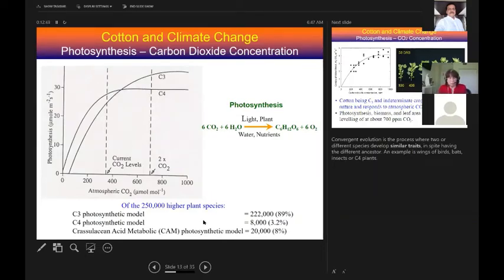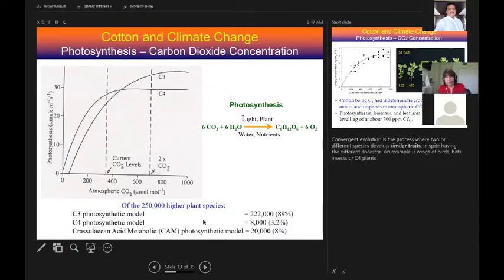There are about 250,000 higher plant species on Earth. Of the 250,000, 89% of them are the C3 photosynthetic model, and cotton is a C3 photosynthetic model. Cotton, soybean, rice, wheat, and almost the majority of trees are C3 photosynthetic model. And then about 3.2%, 8,000, belong to the C4 photosynthetic model.